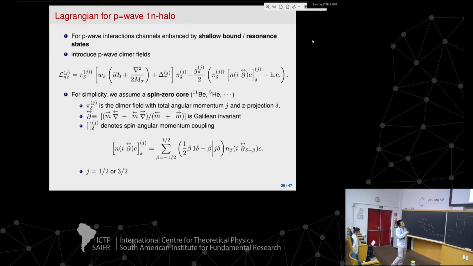In this example, we make it simple by assuming that the core is a spinless particle, so the core is spin zero. This applies to problems like beryllium 11 and helium 5, where for beryllium 11 the core is beryllium 10, right? So it's spin zero, and for helium 5 the core is helium 4, also a spin zero particle. So now the core is spin zero, but the neutron has spin 1/2.